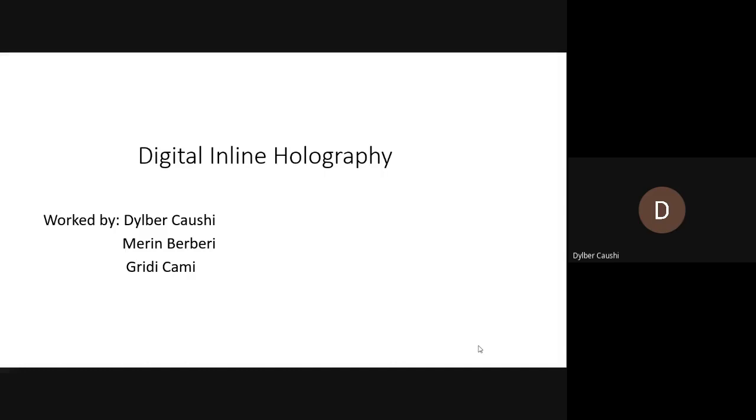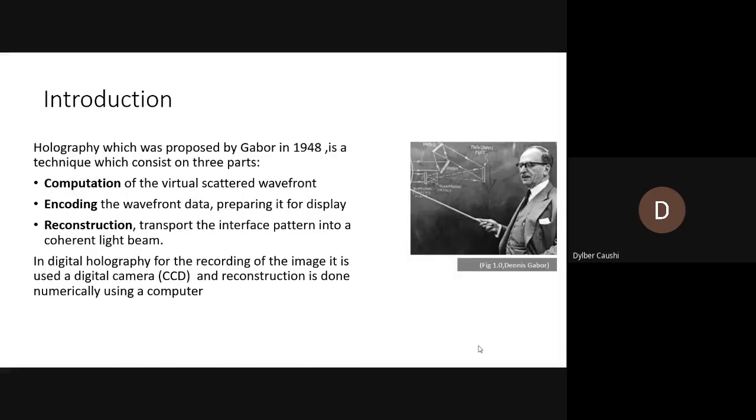So our topic is digital inline holography. Here we have the introduction about holography. We have mentioned Dennis Gabor, who was the father of digital inline holography.